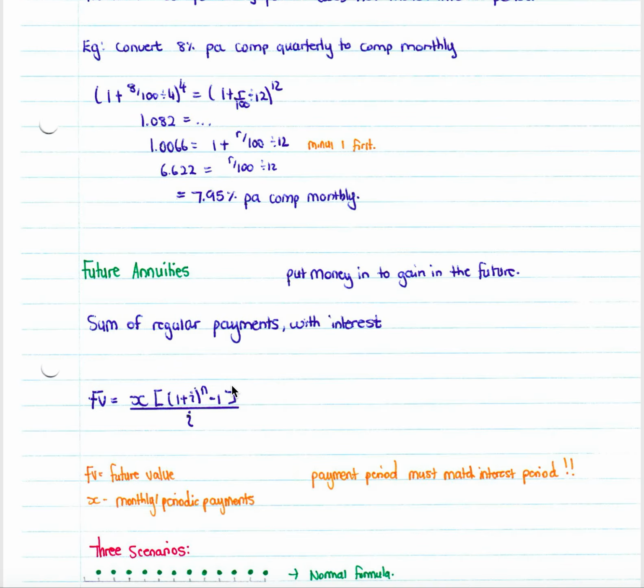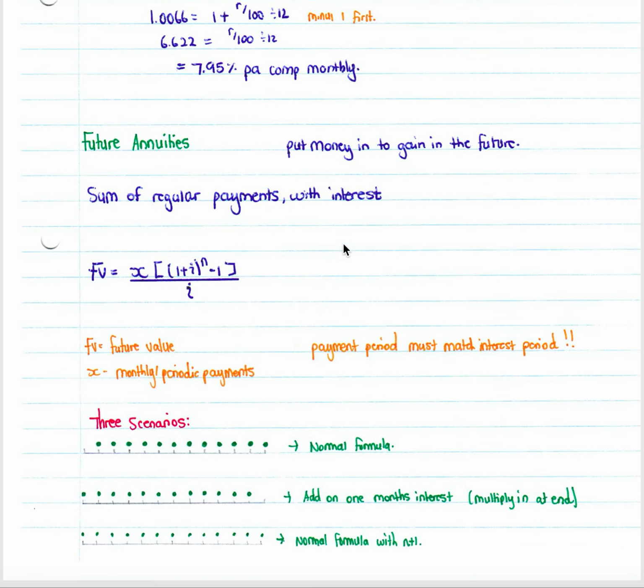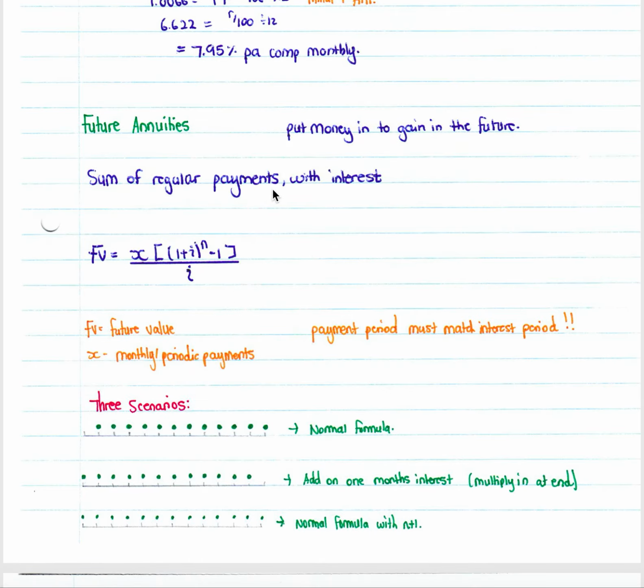Next, we move on to future annuities. This is where you put money in to gain in the future. So it's a sum of regular payments with interest. This is the formula where this is the future value, this is your payment per month, your interest, and your number of payments over your i. This will be given to you on a formula sheet.